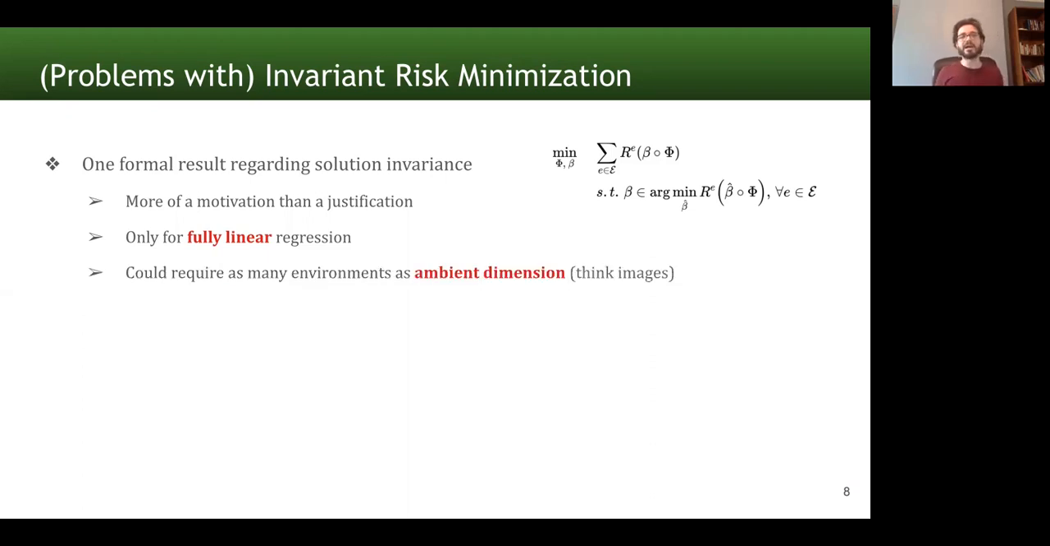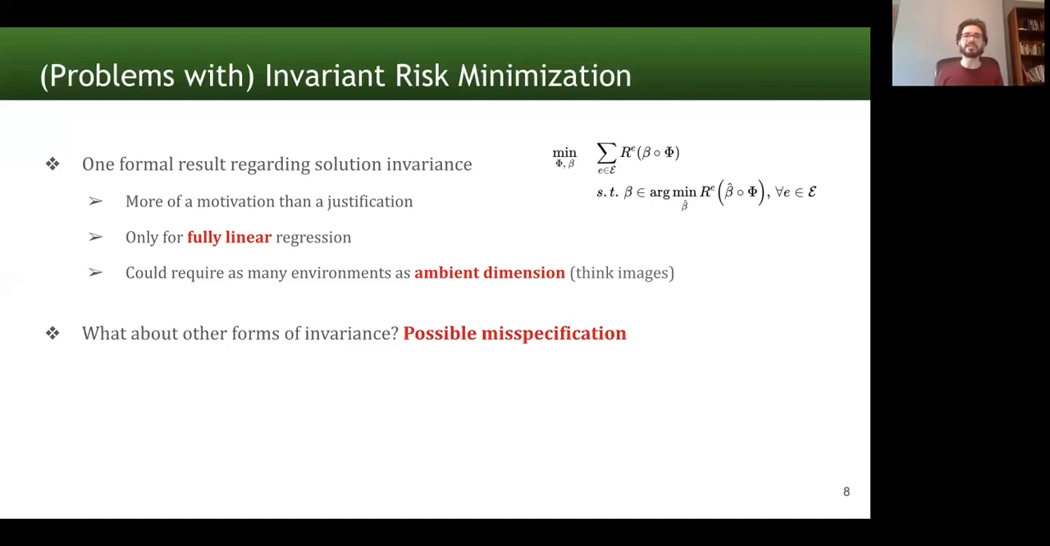And lastly, the guarantee that they give theoretically could require as many environments as the ambient dimension of the data. So for example, with high dimensional images, you might expect that it's unrealistic to expect us to observe hundreds of different environments. And so often it's very difficult to meet the requirements that they have for their positive result to take effect.